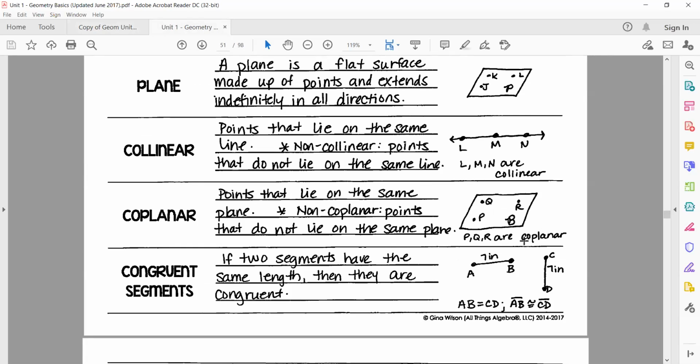So P, Q, and R in this little drawing, they are on the same plane. This other thing here in the corner, this kind of fancy capital B, that's the alternate way to identify that plane. We could call it plane PQR, or we could call it plane B. That big capital B there, it looks like it's maybe written in cursive. That's not a point. That is another way to identify a plane.